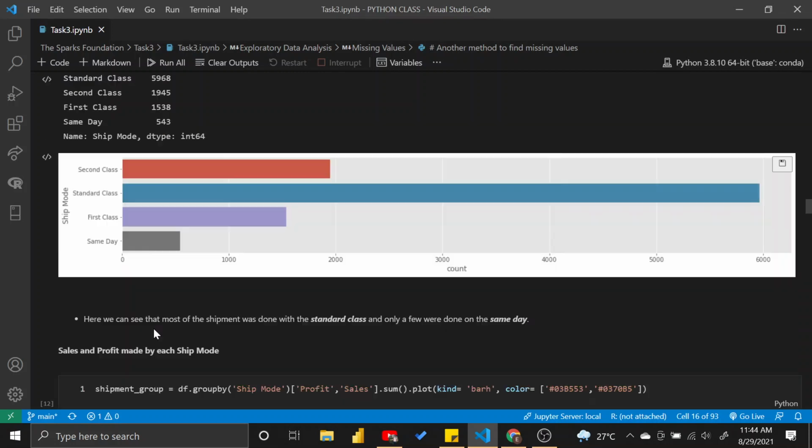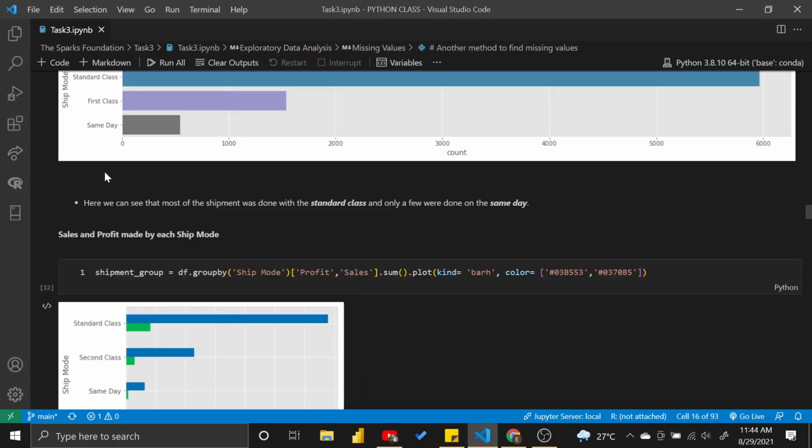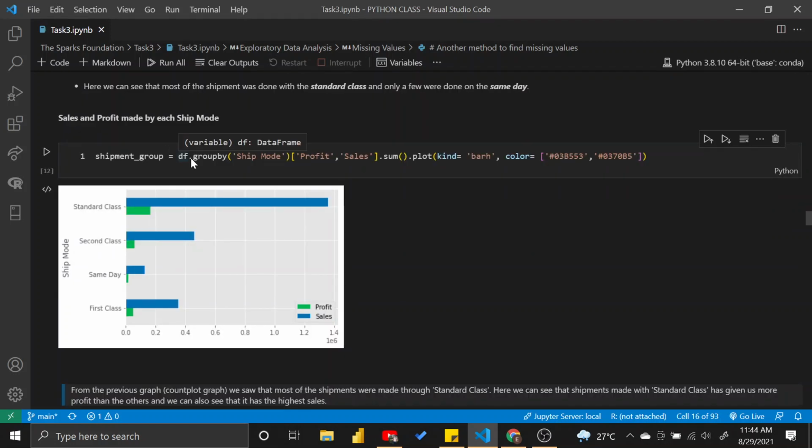What I've done after that is I've checked the sales and profit made by each ship mode. The code basically means that first I'm grouping my data frame by the ship mode. From that I'm taking the profit and sales columns, then I'm taking the sum of that, and then I'm plotting it.